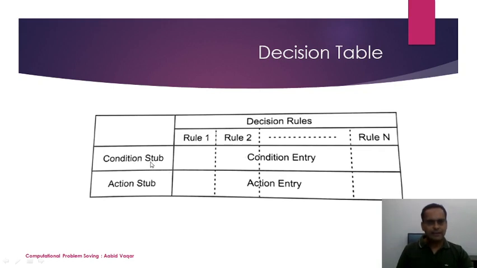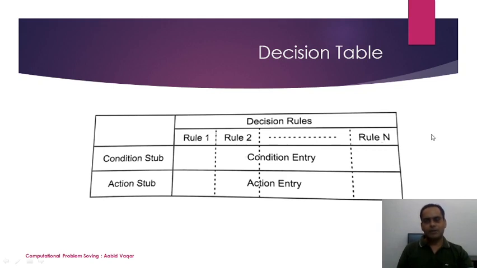The condition stub contains conditions. For example, in our example, we provided discount to the customers who take the car for more than 7 days. We provide no discount to the people who rent out a car for less than 7 days, etc. So this stub will contain conditions, and the action stub will contain the action taken according to those conditions. Meaning if the number of days is greater than 7, then what should be the action? The action is providing a discount at the appropriate discount rate, and these rules will be entered here.